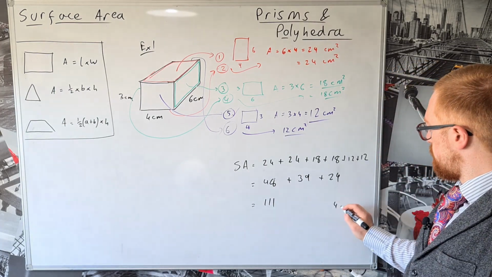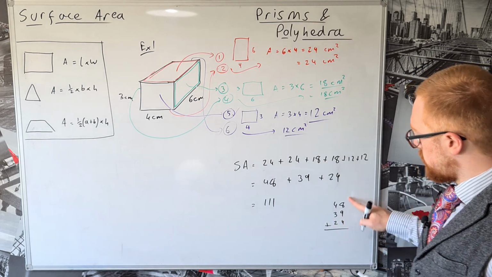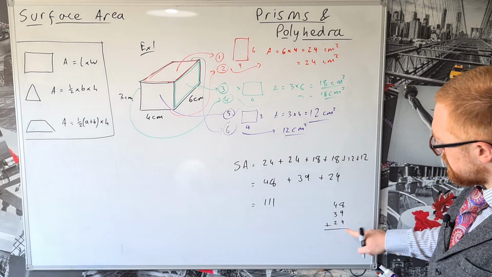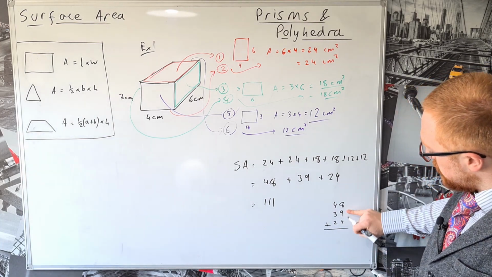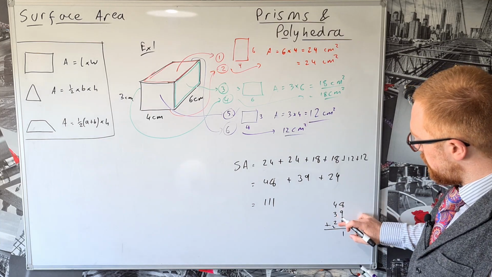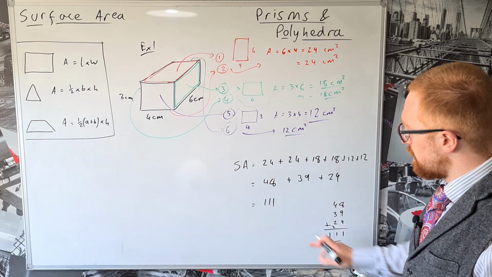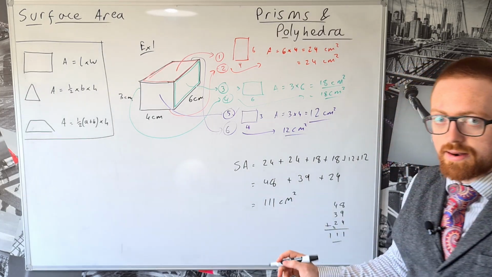Let's just double check that. 48, 39, 24. If you're ever unsure, there's no shame in coming to the side and doing one of your written methods, especially on the non-calculator paper. 8 plus 9 is 17, plus the 4 is 21, 4 plus 3 is 7, plus 2 is 9, plus 2 is 11. Yeah. So we get 111 centimetres squared.